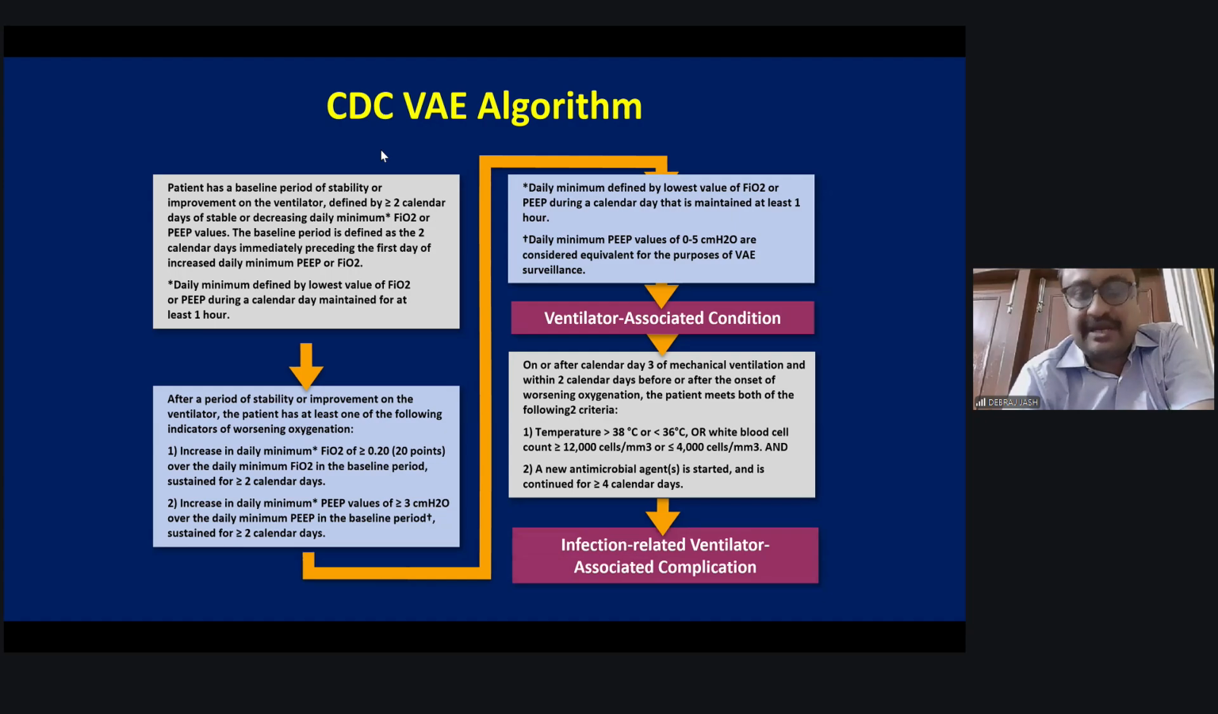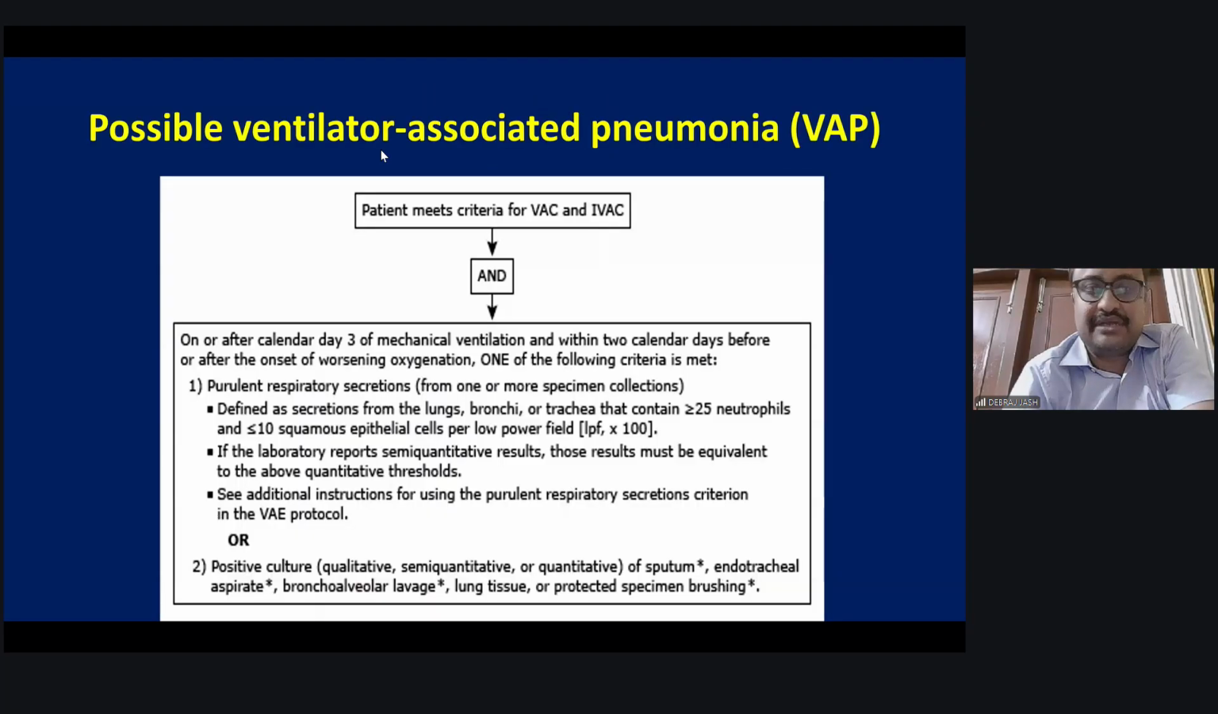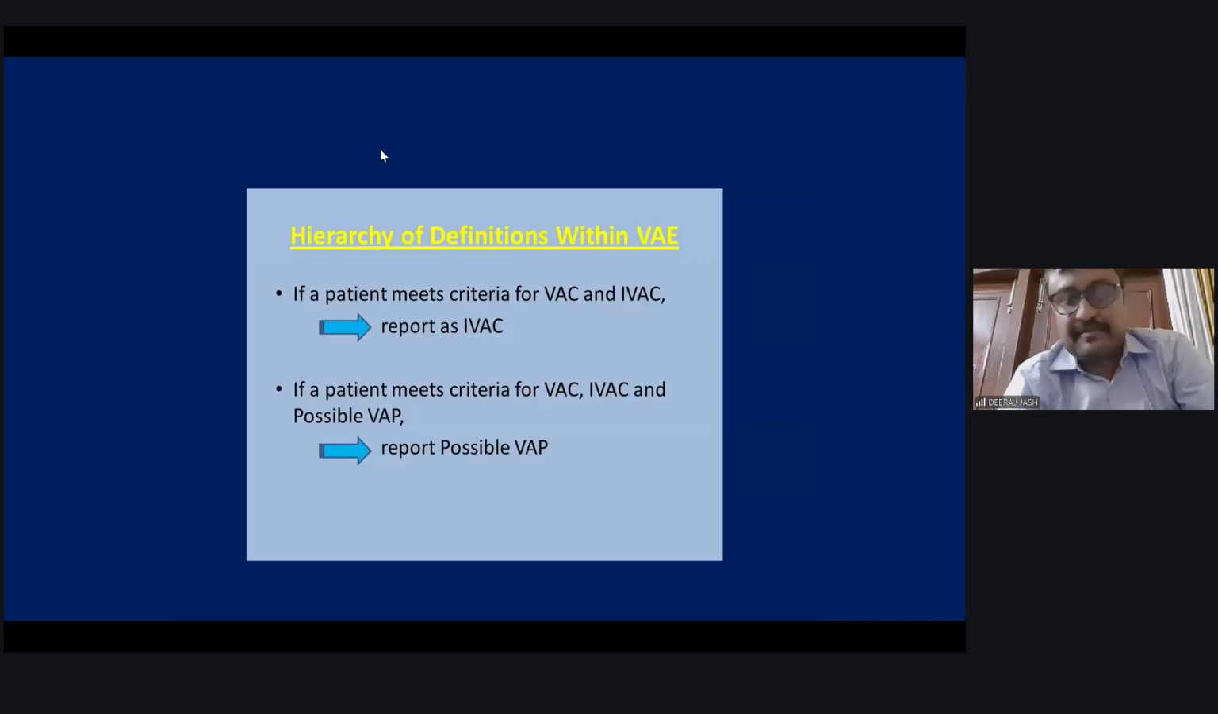So first term is ventilator associated condition, second term is infection related ventilator associated condition, and third term is possible ventilator associated pneumonia on top of IVAC, or infection related ventilator associated condition. If there is purulent respiratory secretion, what we mean by purulent respiratory secretion: greater than 25 neutrophils or less than 10 squamous epithelial cells, or positive culture from sputum, ET aspirate, or bronchoalveolar lavage anywhere. So three terms: ventilator associated condition, infection related ventilator associated condition, and possible VAP.